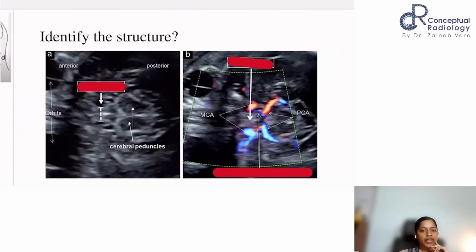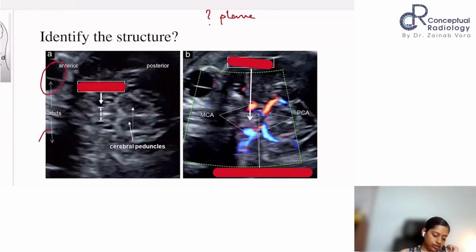So question for you, identify the structure. What is this? First tell me which plane is this. It's little zoomed image, but can you make out which plane is this? Yeah, answer. Axial, coronal, sagittal. Which plane have this images be acquired in? Axial, absolutely right.